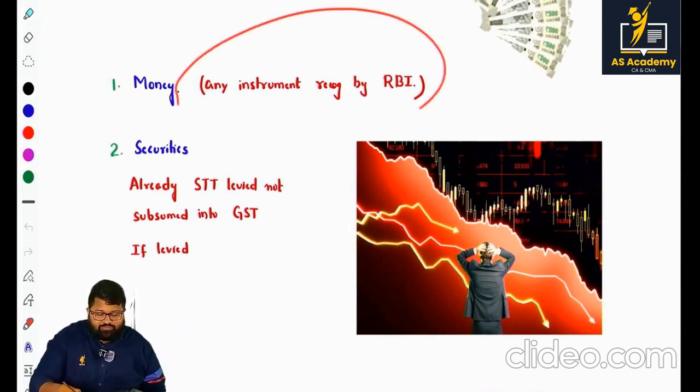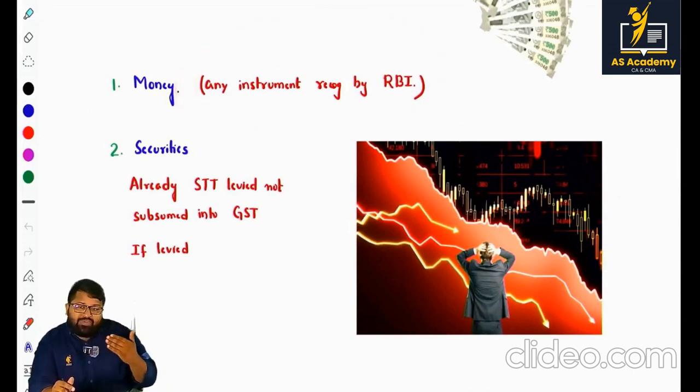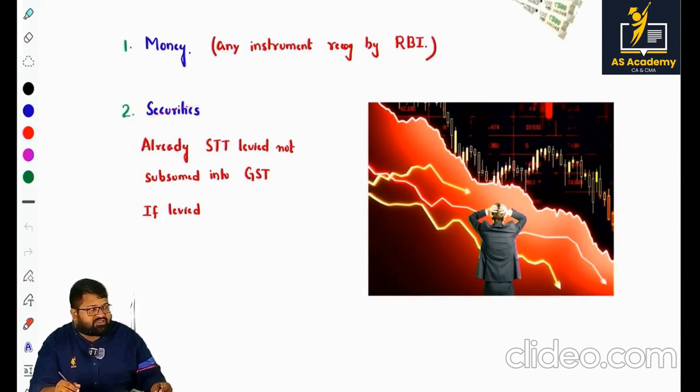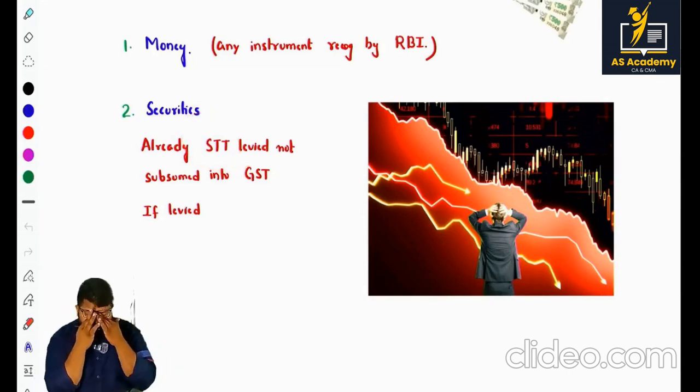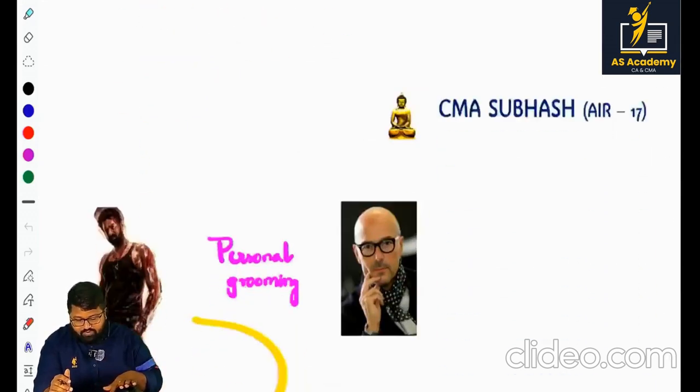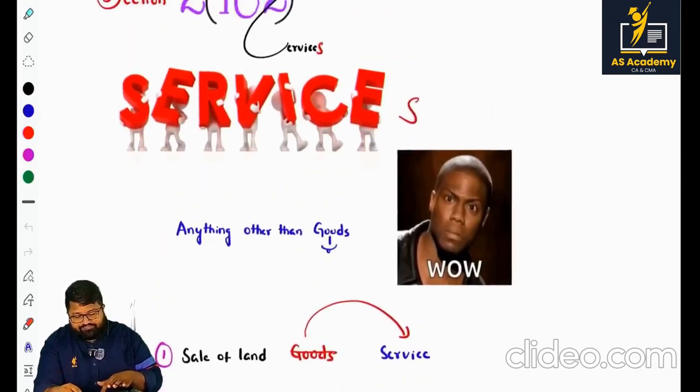Sir, money means only if RBI is recognizing it, then it's fine. What about securities? What is the reason? Already securities transaction tax is levied. If it is levied again, foreign investors will not come into India basically. And STT is a direct tax. You have a topic called direct tax, and in that there will be this part. So what is the next one?